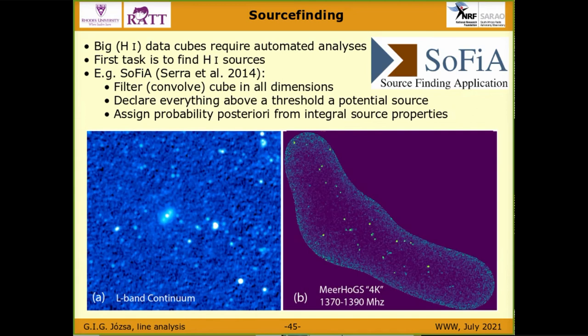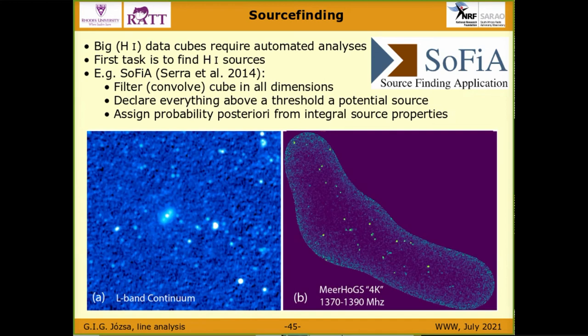There are many source finders, so you cannot go galaxy by galaxy unless you have the time and you are searching for really special things in your data cube. But if you have thousands of galaxies in very large surveys, you need to do automated source finding, and actually, at the end, also automated analysis of the detections that you have.